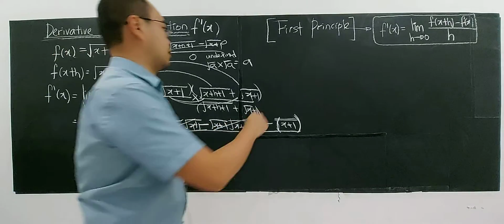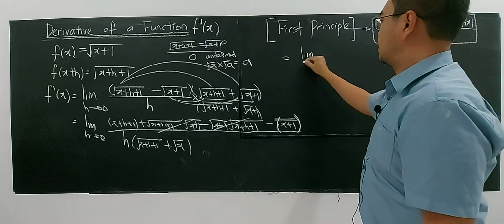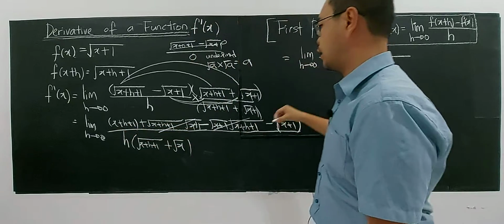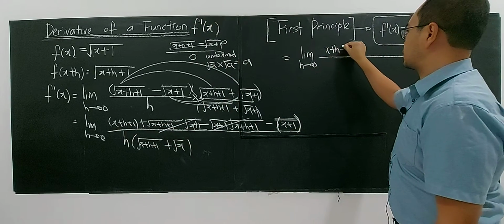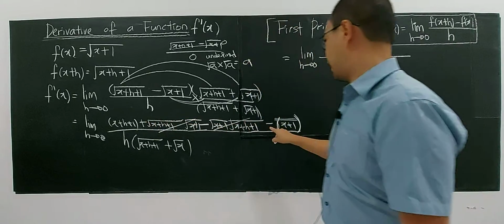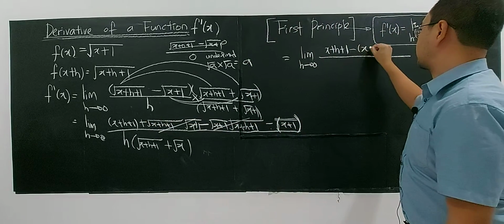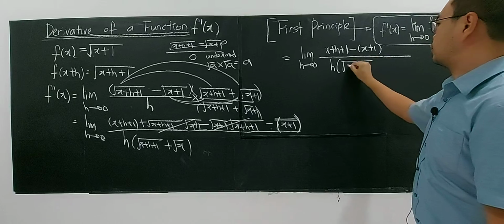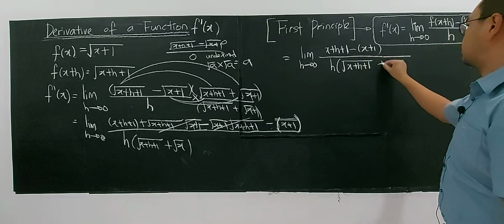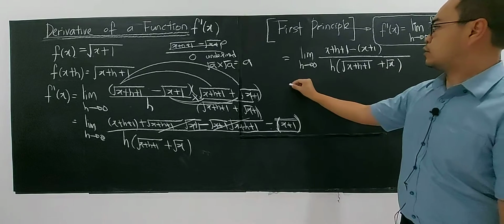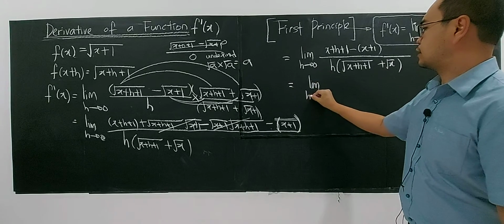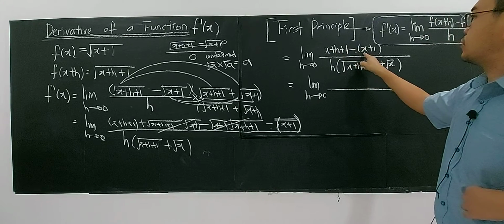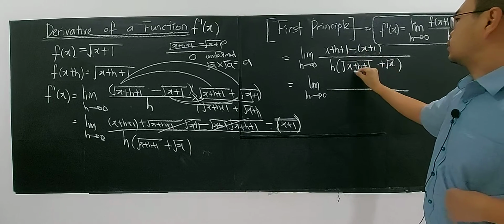So finally, I have limit as h approaching 0. On top here, you have x plus h plus 1 minus, with bracket, x plus 1, divided by h times square root of x plus h plus 1 plus square root of x plus 1. So then you try to simplify the numerator. x minus x, you have 0. 1 minus 1, you also have 0.